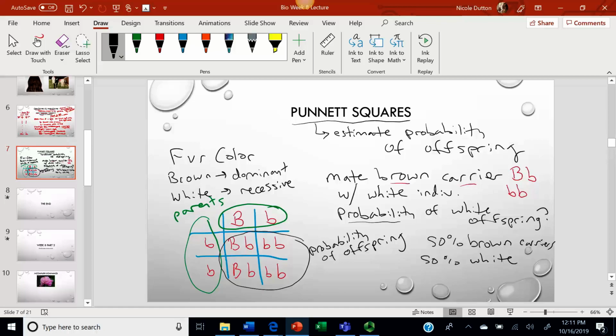There is a chance, although unlikely, that this couple could mate and have 100% brown children. The more children they have, the more likelihood we're going to achieve this 50-50%.